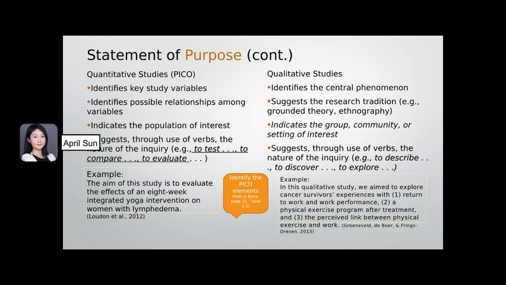What if I modify the quantitative example as: the aim of the study is to evaluate the effects of an 8-week integrated yoga intervention on physical function among women with lymphedema? What is the outcome here?